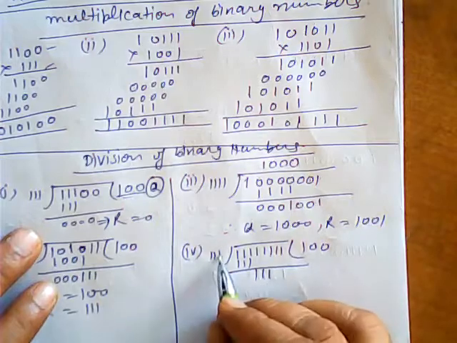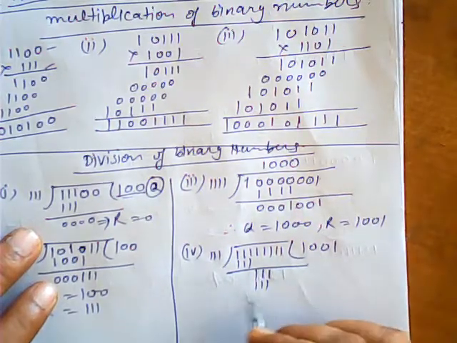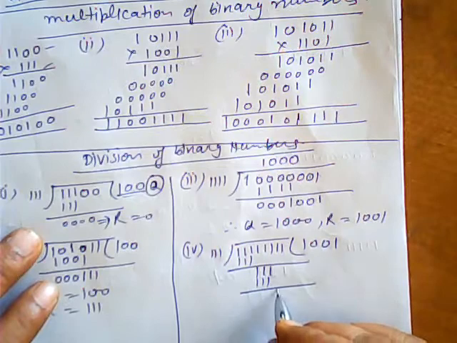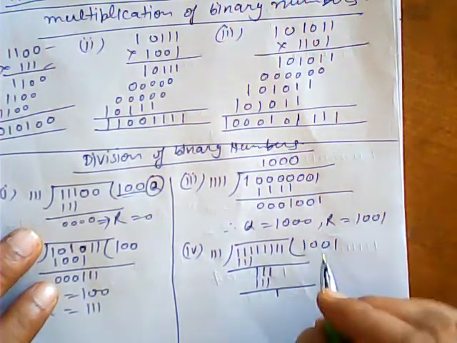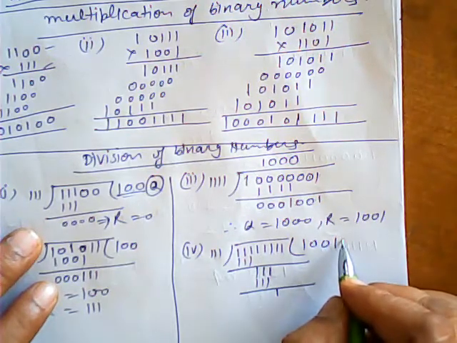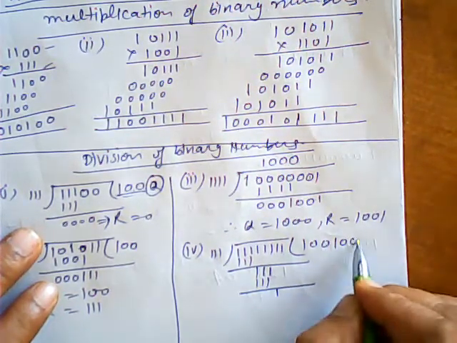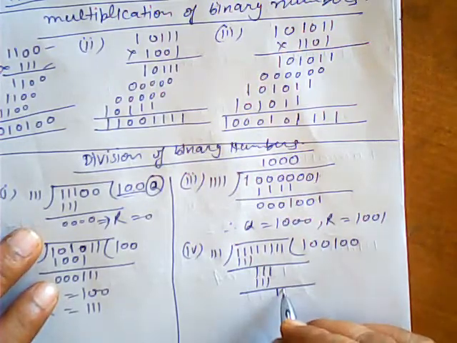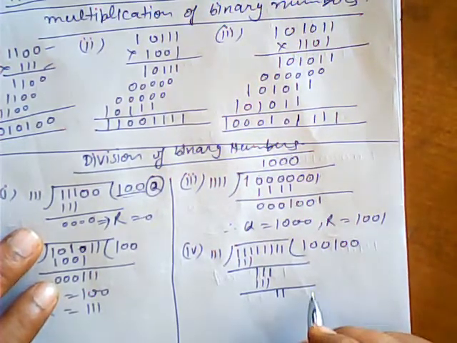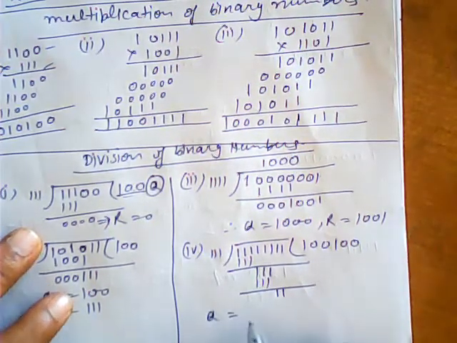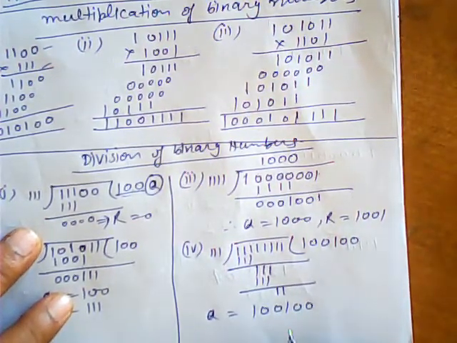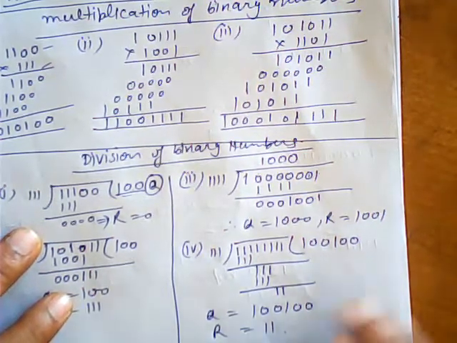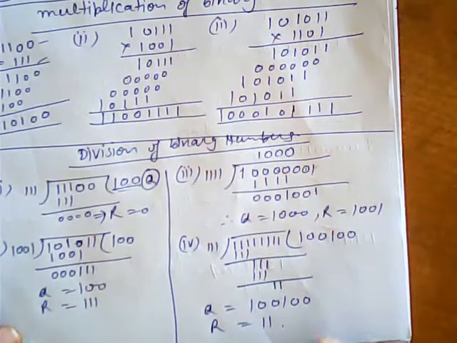Again 111. 1 times 111. Nothing is remaining, so we carried over 1. And then for this one we are writing 0. And then for this 1 we are writing 0. So what is the quotient? Quotient equal to 1 0 0 1 0 0 and remainder equal to 1 1. So this is the division of binary numbers.